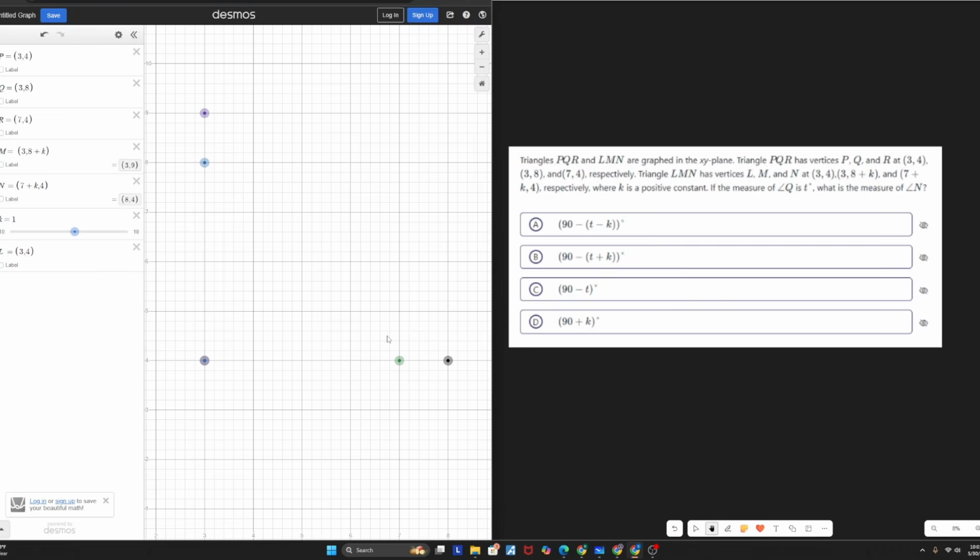And since triangle LMN is also a right triangle, and the right angle is at L, the angle at point N must also be the complement of the angle at M. That means it has the same measure as angle R in the first triangle, which we already figured out is 90 minus t degrees. And therefore, your final answer is going to be 90 minus t degrees.